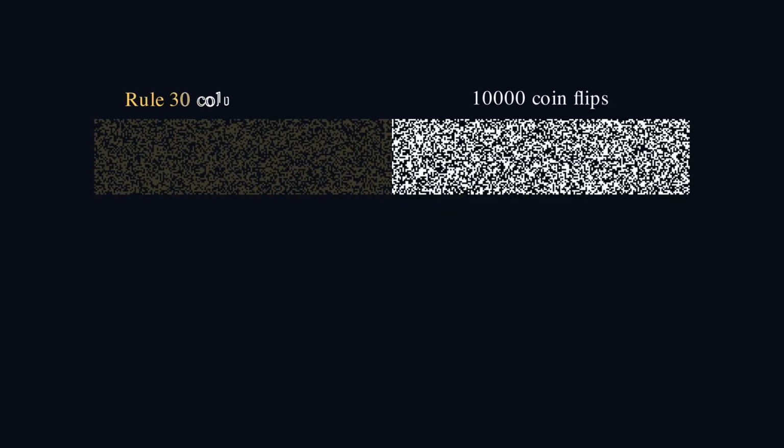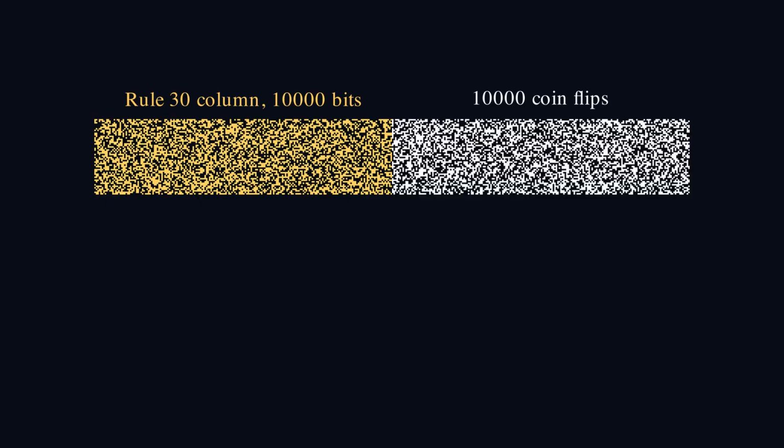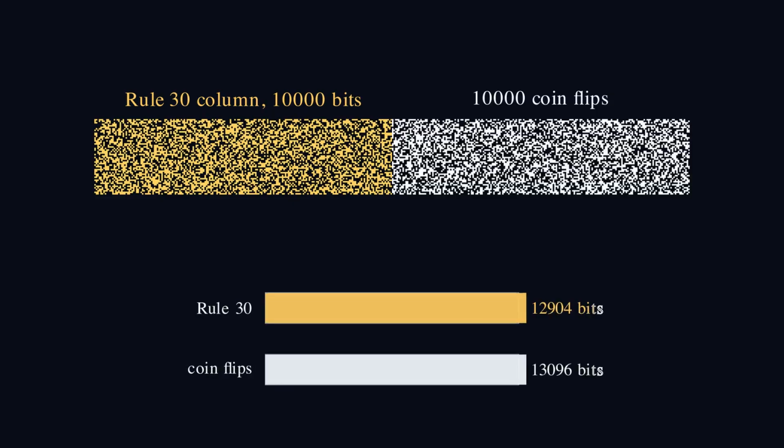But a 50-50 split alone is cheap. Plenty of non-random sequences can fake that. A better sanity check is compression. Truly patternless data is hard to compress, and ordinary coin flips are the baseline. So I took 10,000 bits from the center column, matched them against 10,000 fair coin flips, and ran bzip2 on both. In this sample, the Rule 30 column compresses no better than the coin flips. That does not prove randomness. It does tell us that the obvious large-scale shortcuts are not showing up.